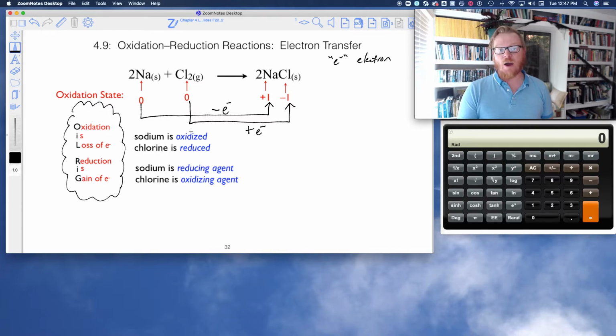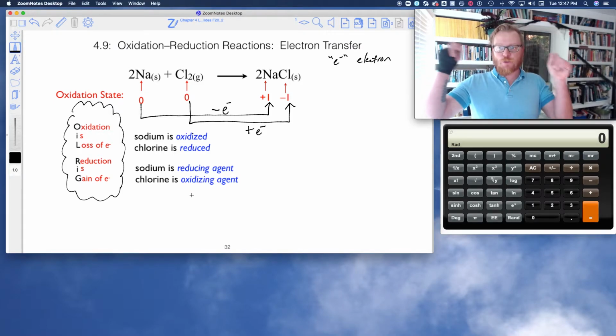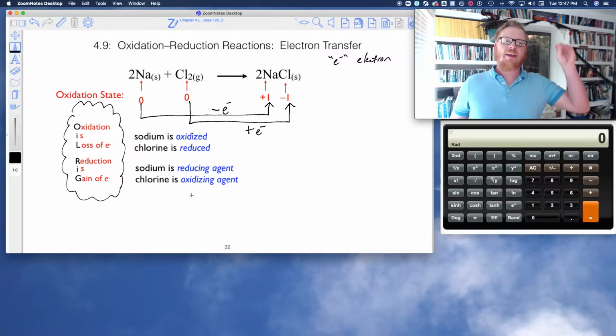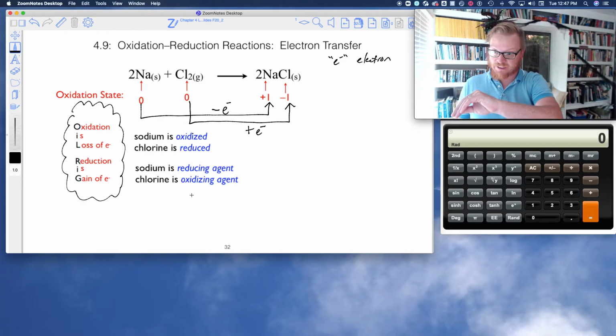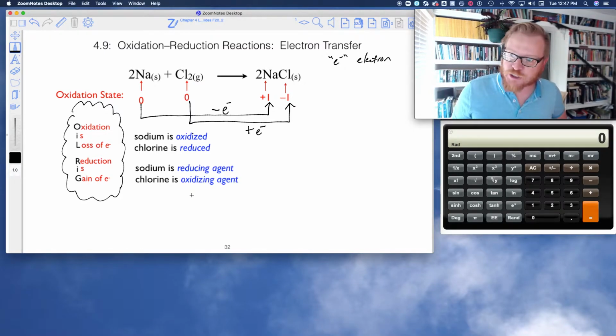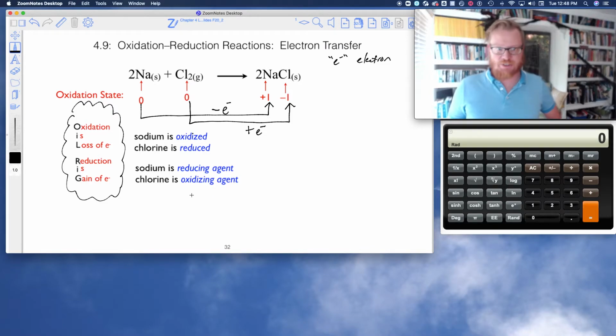So when we identify which species is oxidized, we note that the other one had to be the oxidizing agent. When we note that the other species is reduced, we note that then the opposite one had to be the reducing agent. So think about that in terms of like an action verb. If this thing is oxidized, who did the oxidation, right? And that's why we call these redox or oxidation reduction, because where there's an oxidation, there's always a reduction, and where there's a reduction, there's always an oxidation.